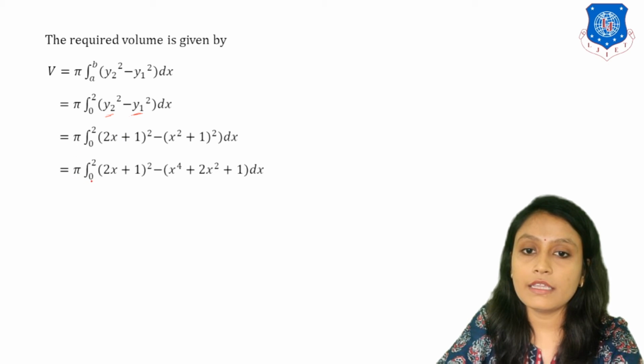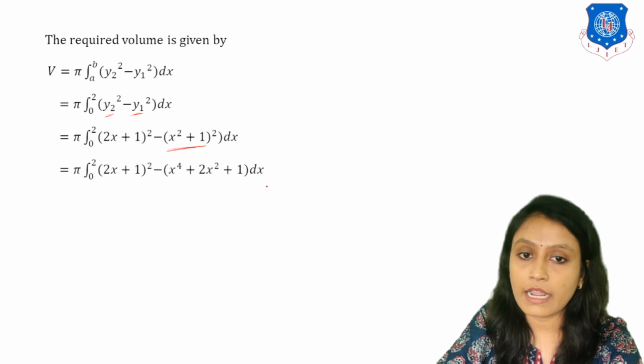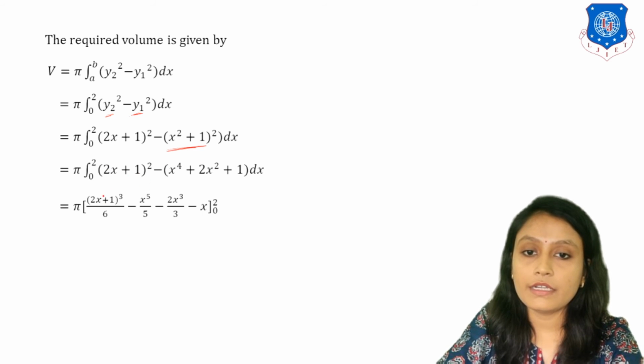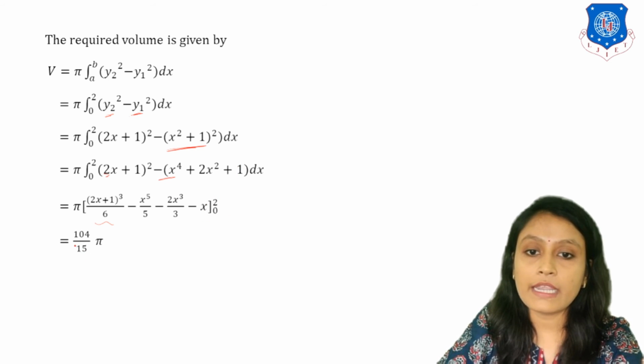You will get pi integral 0 to 2 of (2x plus 1) whole squared minus, expand this, so you will get (x to the power 4 plus 2x squared plus 1) dx, right? Now we will integrate. On integrating you will get (2x plus 1) cubed upon 6. We have 3 and this 2 we will divide by 2, so you will get 6 over here, right? Minus the integration of x to the power 4, which is x to the power 5 upon 5, minus the integration of x squared, which is x cubed upon 3, and the integration of 1 is x. Now we have to substitute the limits. So you will get 104 upon 15 pi, right? So this is the volume when we have revolved around the x-axis.